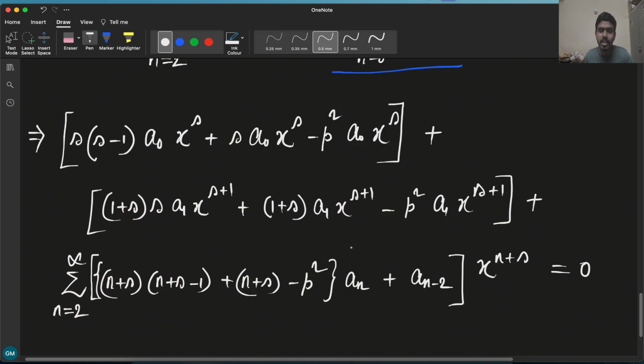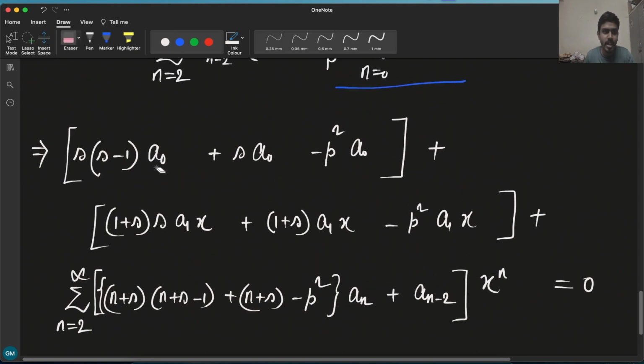And I can take this x to the power s common from all these terms. So in that case, I will just rub it here, from here, and from here. If I take x to the power s common, then it will be just x, it will be just x, and here it will be x to the power n only.